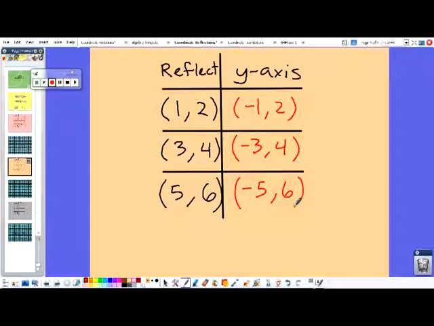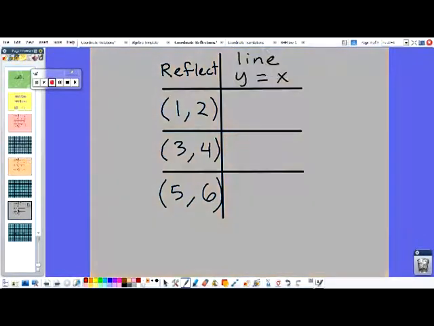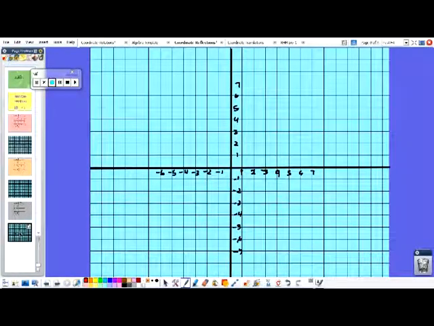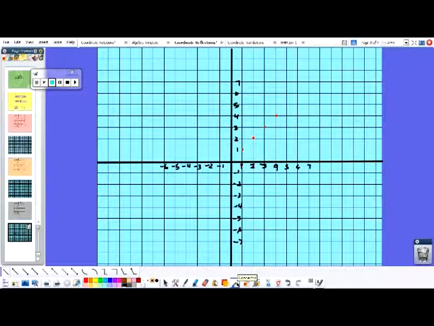Okay, there's one more line of reflection that you need to be concerned about. Copy this down. Got it? The y equals x line. Now, when I say the y equals x line, that means the y and x coordinates will be the same. So, let's think about this. 1, 1, that's where x and y are the same. 2, 2, the x coordinate and the y coordinate are the same. 3, 3, 4, 4. If I connect every single one of these points, that is going to be my line of reflection.